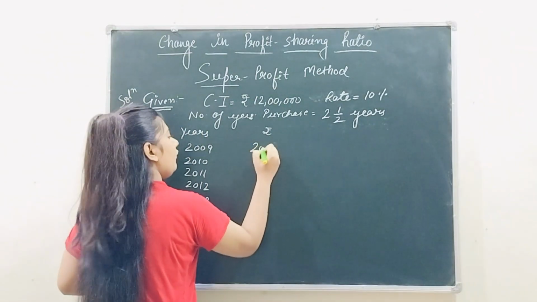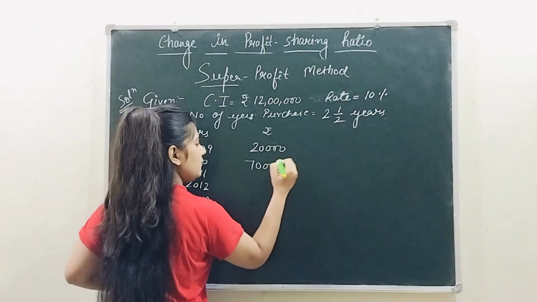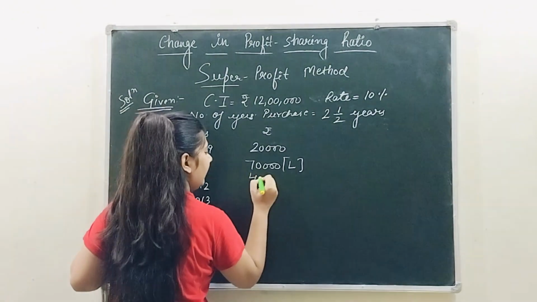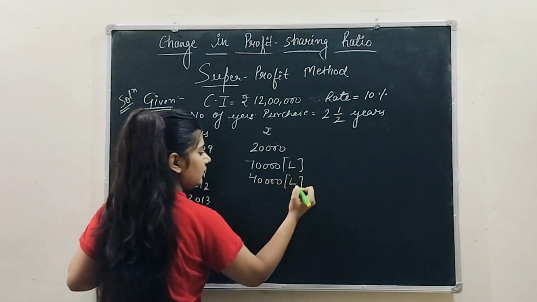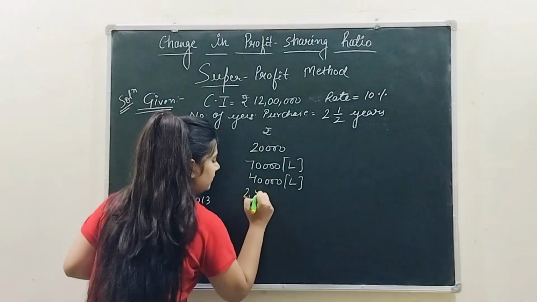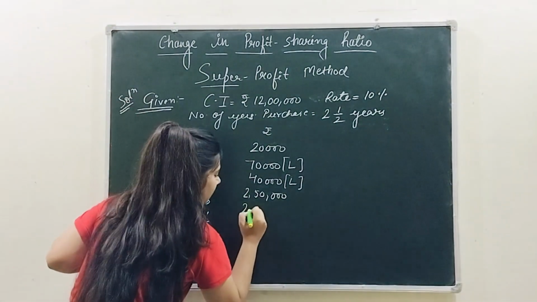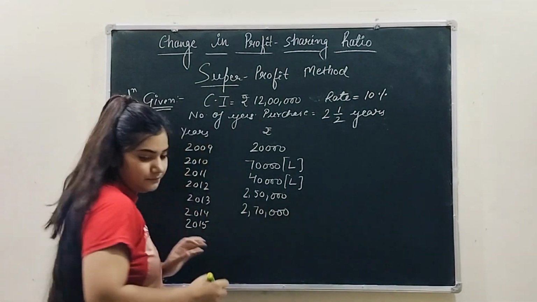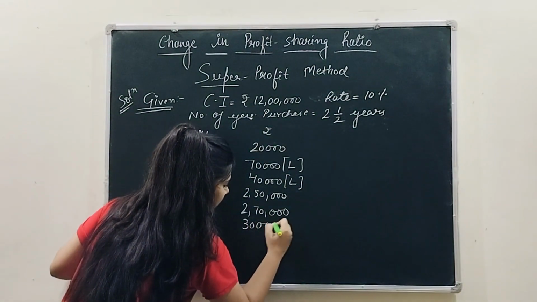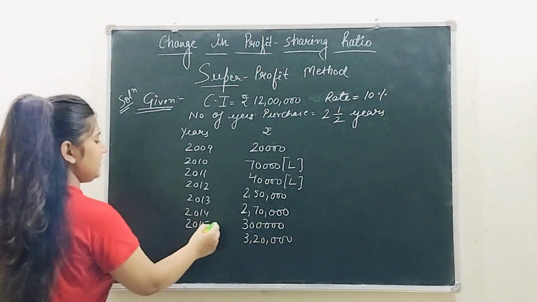20,000 for 2009, 70,000 as a loss, 40,000 again as a loss, 2,50,000 as a profit, 2,70,000 as a profit, 3 lakh and 3 lakh 20. Both are profits in this case.